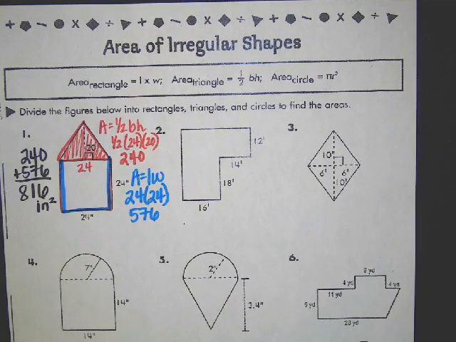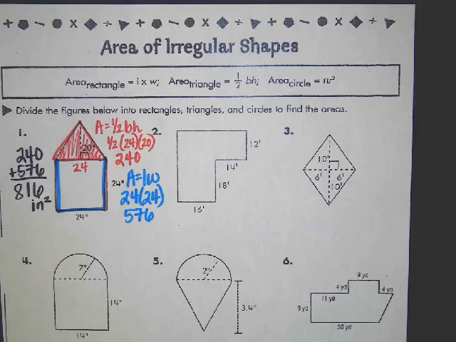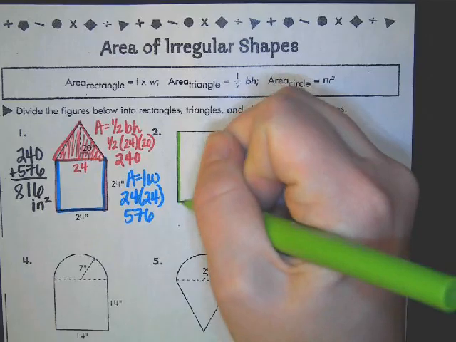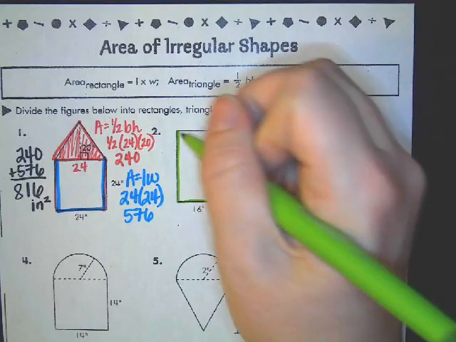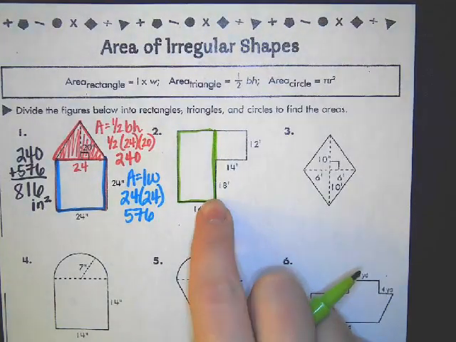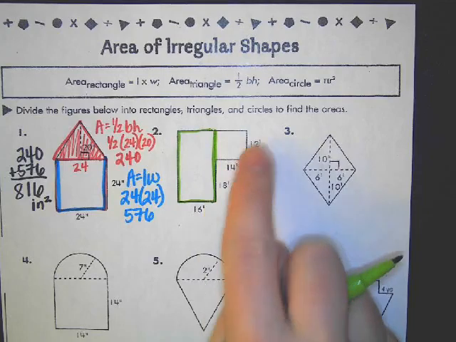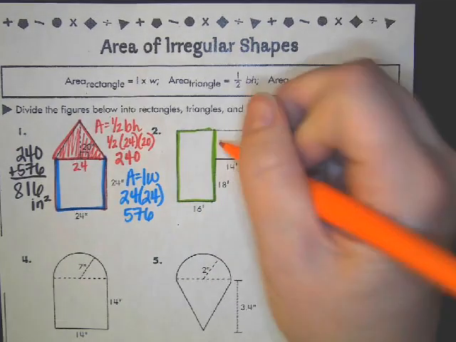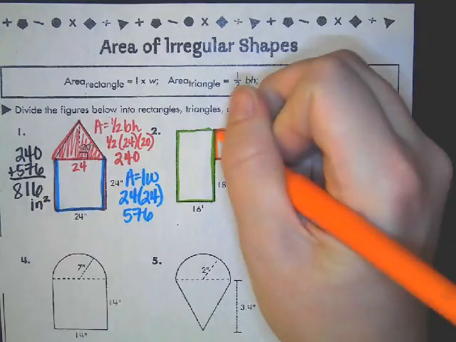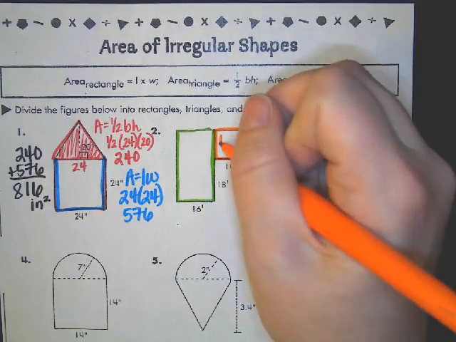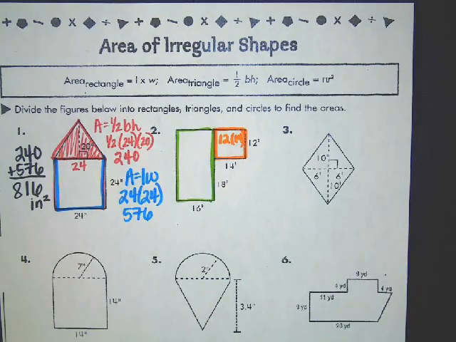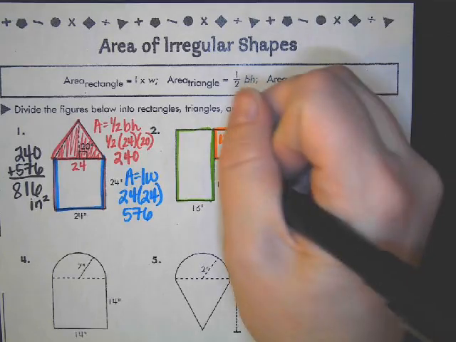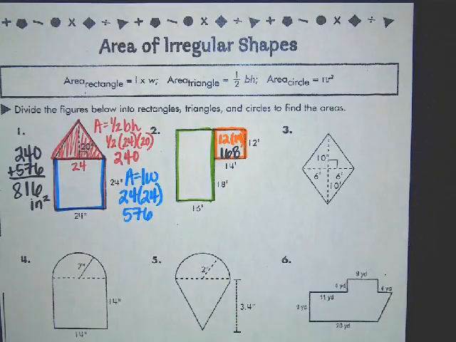Now we're going to look at the figure on number 2. To me, I see two rectangles. The first rectangle that I'm looking at seems to have 16 by 18 here and 12 here. So 12 and 14, I know, is the value of this square. To find the area of this one, I'm going to say 12 times 14. When I do 12 times 14, the value is 168.